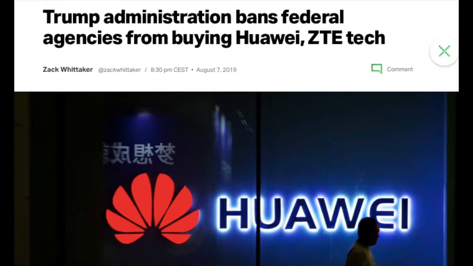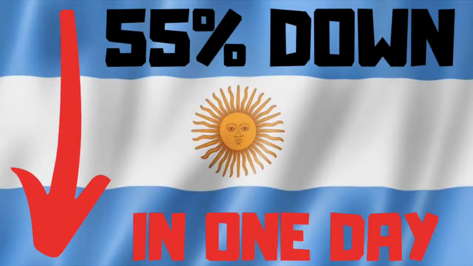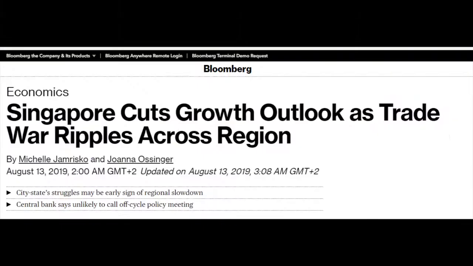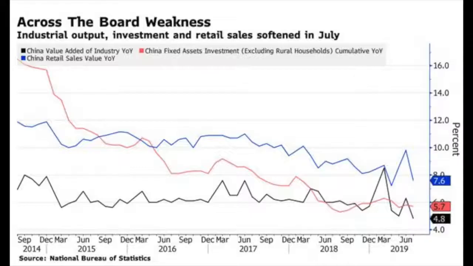There have been emerging stock market crashes of 50%, a shock in Argentina, Hong Kong erupted again, there are also protests, fear of contagion. Singapore cuts its growth outlook to 0% from 1.5 to 2.5%. Industrial output in China has been the lowest since 1990. Still very, very good, 4.8%, but in a negative trend.